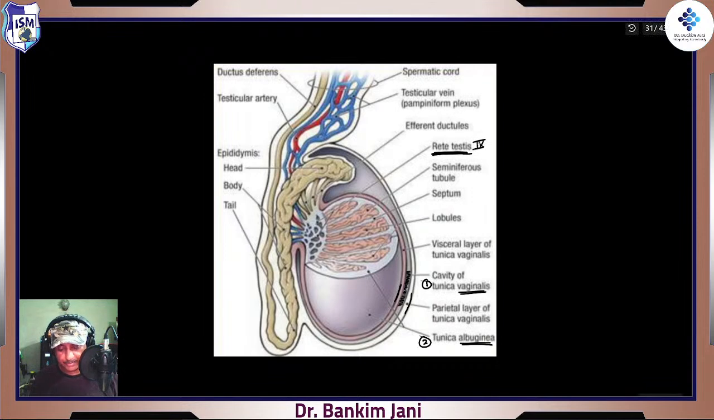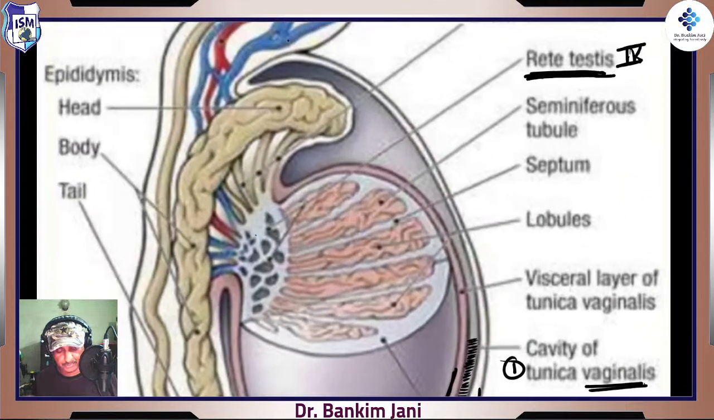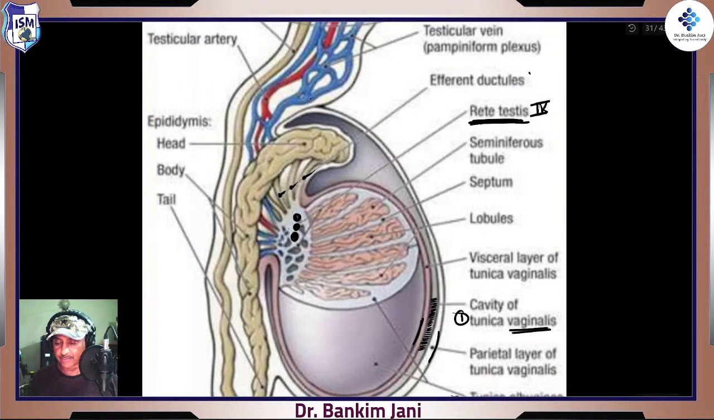From the rete testis, they now form what are called the efferent ductules. Can you see? Just zoom. See, these are all rete testis, and here they are all efferent. Efferent means exit, so the sperms are getting exited. So this is number five. From the efferent ductules, they all go into the epididymis. So here is the epididymis. This is number six.